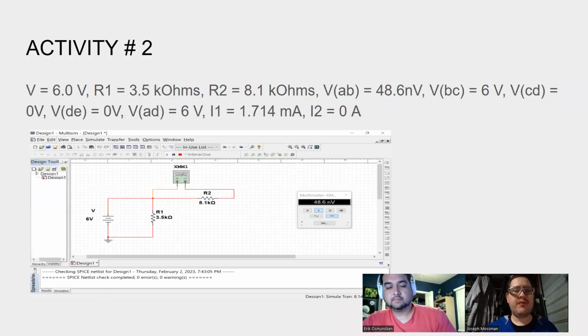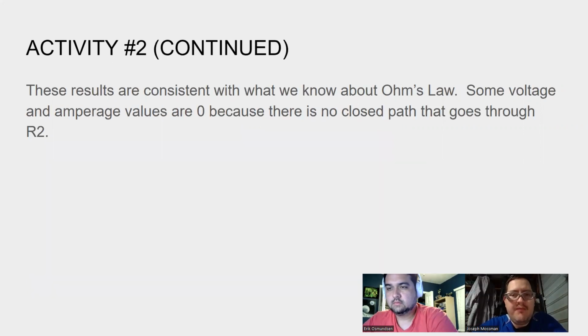Activity number 2, we assigned V a value of 6.0 volts, R1 is 3.5 kilo ohms, and R2 is equal to 8.1 kilo ohms. And the values of VAB, VBC, VCD, VDE, VAD, I1, and I2 are as shown in this slide. These results are consistent with what we know about Ohm's law. Some voltage and amperage values are 0 because there is no closed path in the circuit that goes through R2.